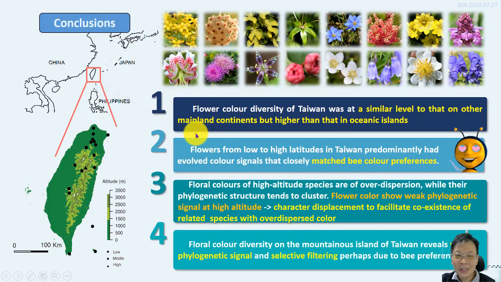So the conclusion is here: flower color diversity is at a similar level to other areas, and also matches bee preference. And we also show flower color has a weak phylogenetic signal at high altitude, and that could be due to selective filtering, because bees want to visit them, and each species sympatric there wants to diverge their color as much as possible to let bees have constancy on them.